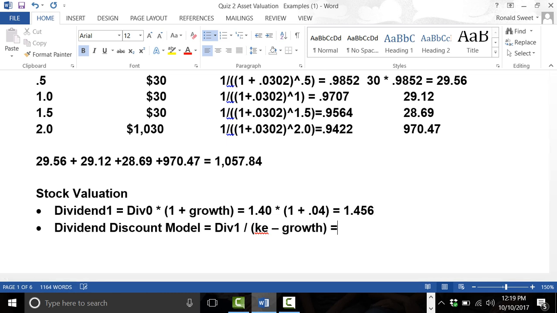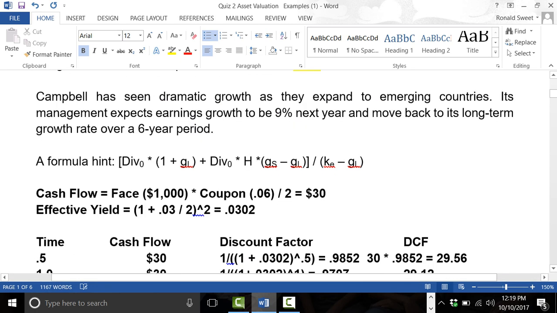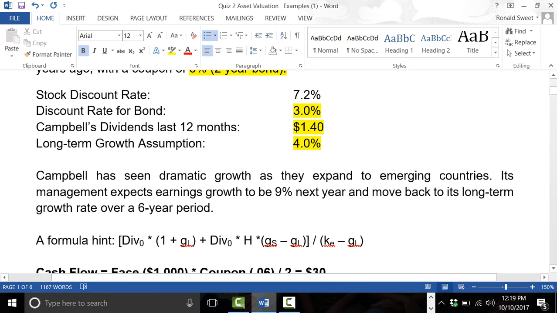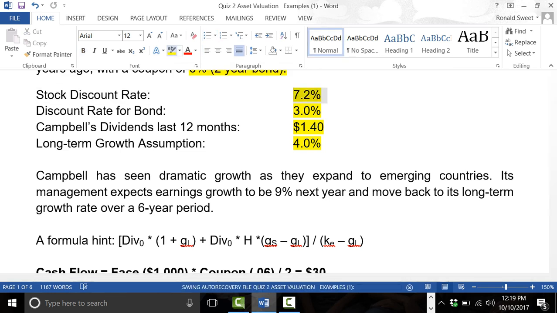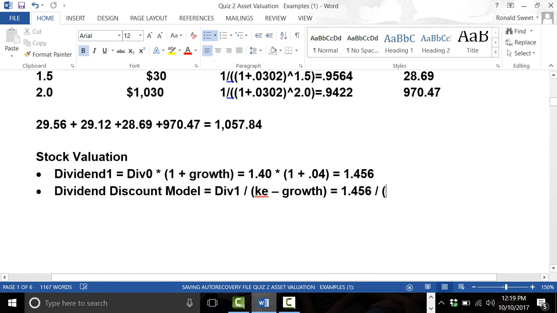Better not to round that because it can get pretty material to your calculation. 1.456 divided by, and in this case you've got the discount rate. In the problem, the stock discount rate is 7.2%, so we'll discount it by 0.072 minus 0.04. When we do all of that, we get a value of 45.50. So that's the dividend discount model.